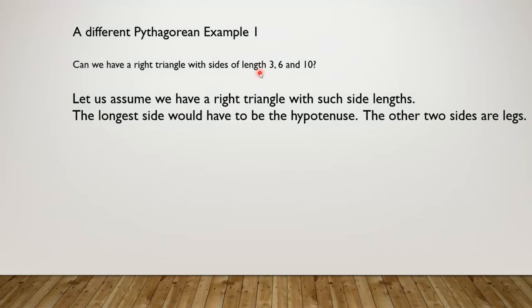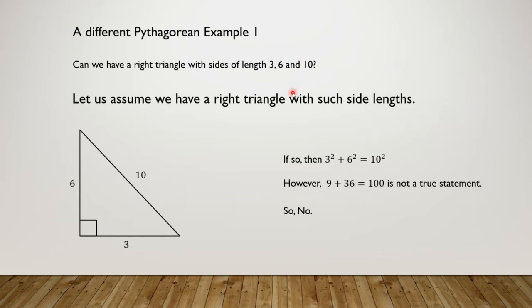Okay, so again, with this theorem, if we have a right triangle like this, Pythagorean's theorem has to hold. It must hold, okay? And the 10 would have to be the hypotenuse if we did have such a right triangle. The hypotenuse is always the longest side. So the other two sides would have to be legs, okay? So we're basically saying, can this happen? Well, the right triangle would have to look something like this. I mean, you could have the 6 and 3 interchanged, but the 10 would have to be the hypotenuse if we had a right triangle with these side lengths.